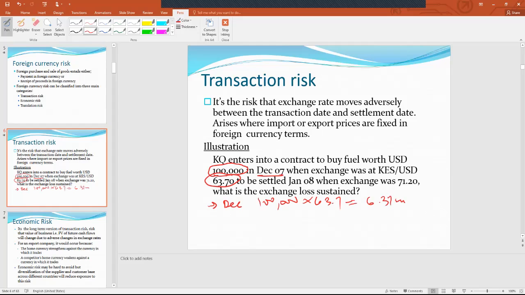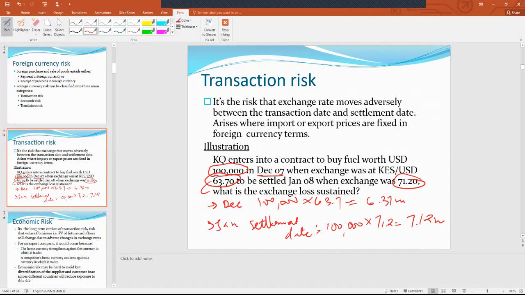At the point of settlement, when you actually pay in the month of January, the rate has moved from 63.7 to 71.2. This is called the settlement date. The amount you're meant to pay doesn't change, it's $100,000, but at a rate of 71.2. Therefore, this gives 7.12 million.